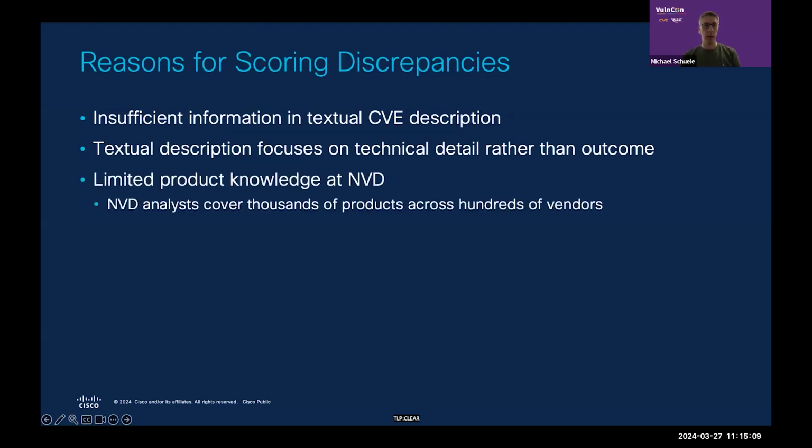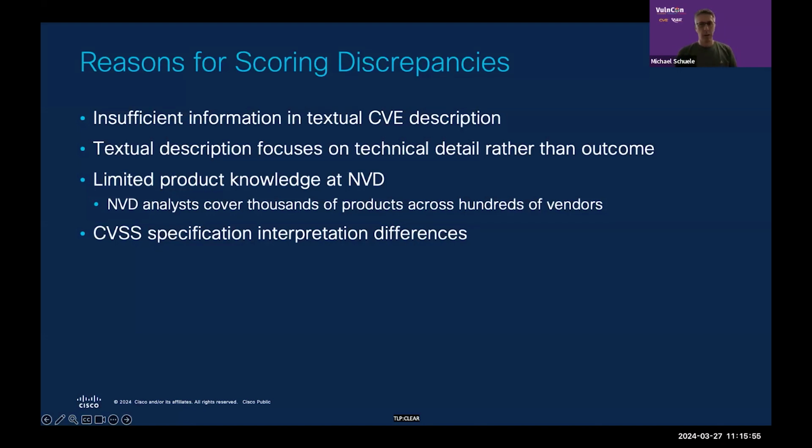The next part is, as I mentioned before, limited product knowledge at NVD. And that's not really surprising. The NVD team is relatively small, and each analyst covers thousands of products across hundreds of vendors. So there's really no way for them to keep up on product details. It would really help them if we made our explanation as detailed as possible to allow them to understand it as easily as possible. And finally, the last thing that we found was CVSS specification and interpretation differences, which I'll go into in a bit more detail shortly.